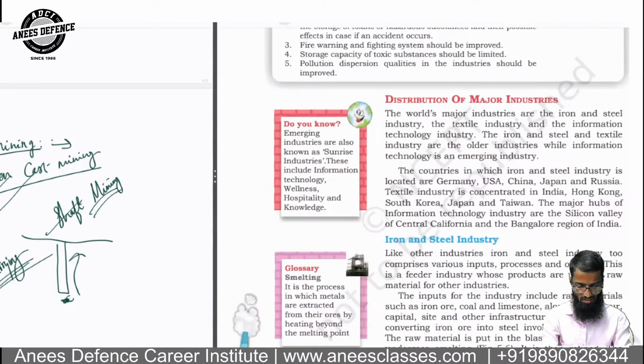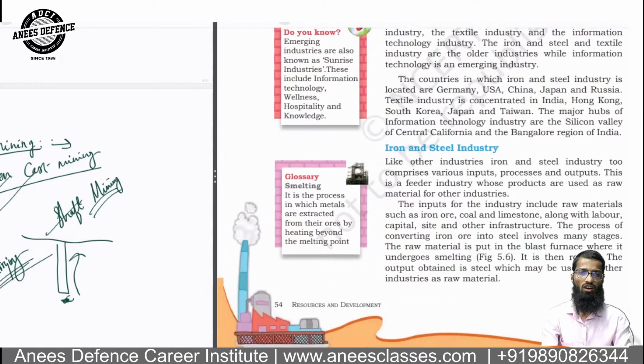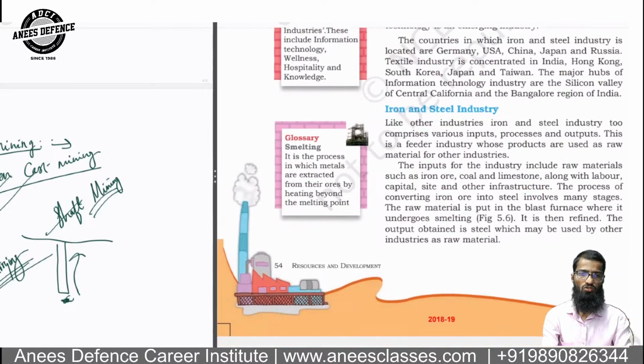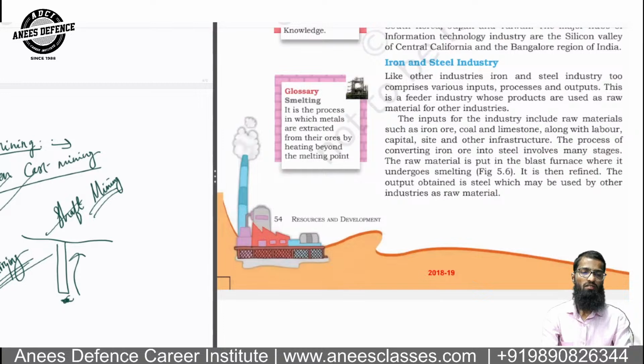Distribution of major industries. Iron and steel industry, like other industries, comprises various inputs and processes. Input for the industry includes raw materials like iron ore, coal, limestone, etc., along with labor, capital, and other infrastructure. The raw material is put in the blast furnace. We have seen that in our 7th, 8th standard, in the electrolysis process in general science, right? It is then refined and then the output is obtained.